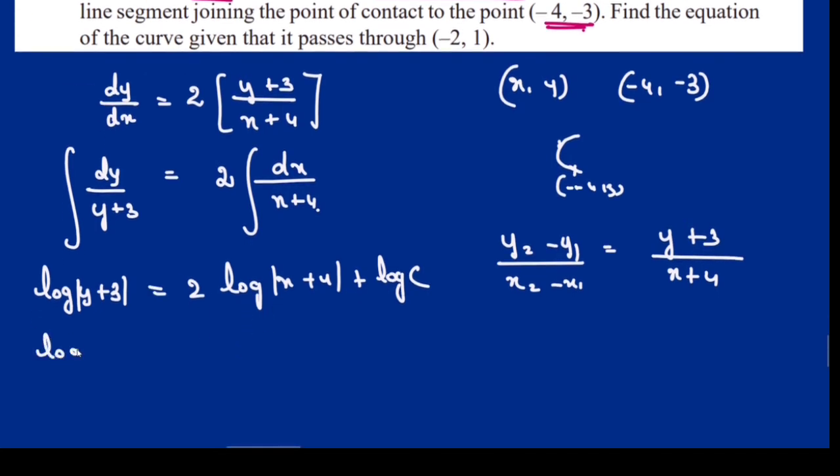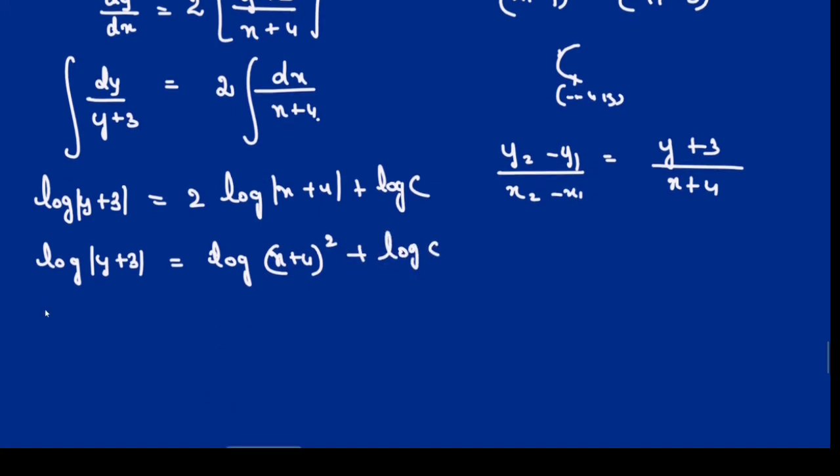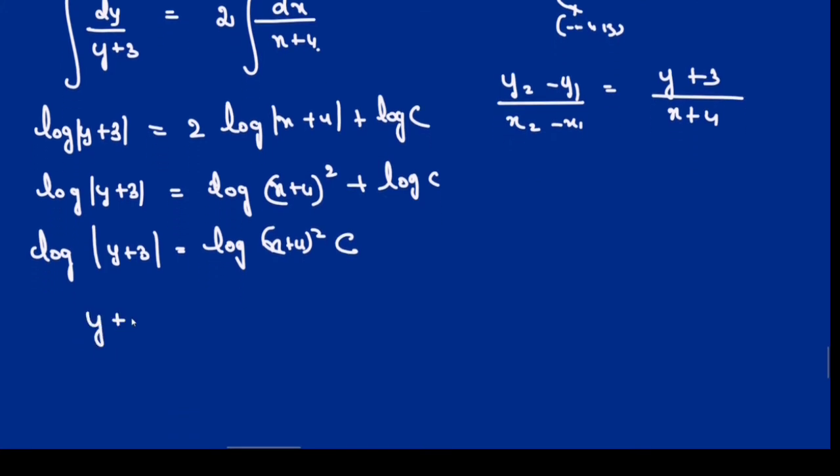So this is log y plus 3. This is equal to, apply the power rule, log x plus 4 the whole square, the 2 goes here, plus log c. Now use the product rule here. So log y plus 3 is log of x plus 4 the whole square into c. So now remove log from both the sides. You get y plus 3 is x plus 4 the whole square into the constant c. When you remove the log, you need not put the modulus sign.